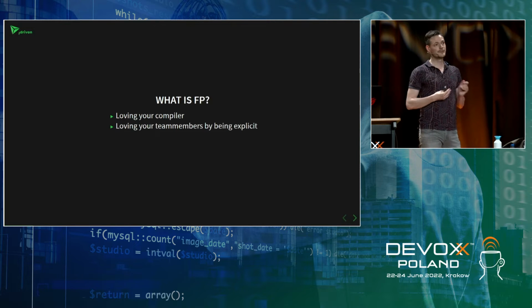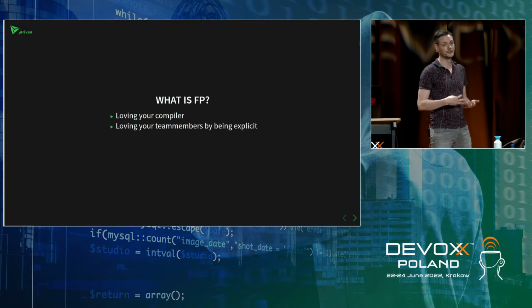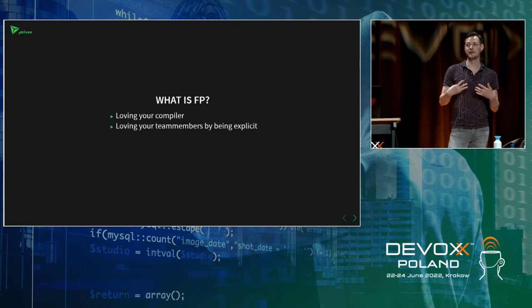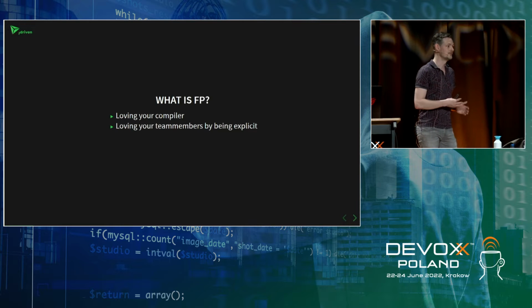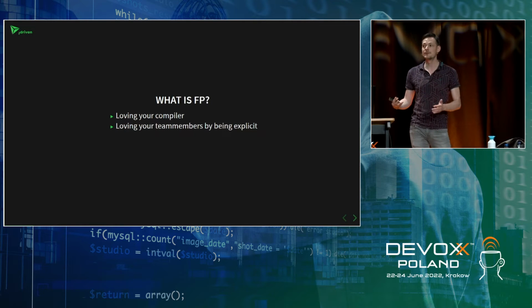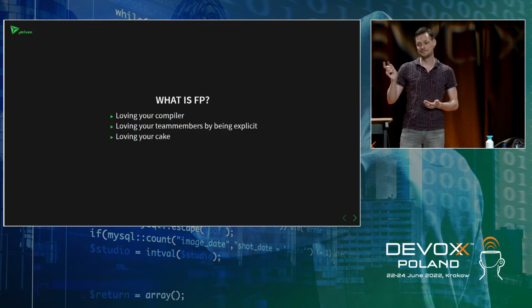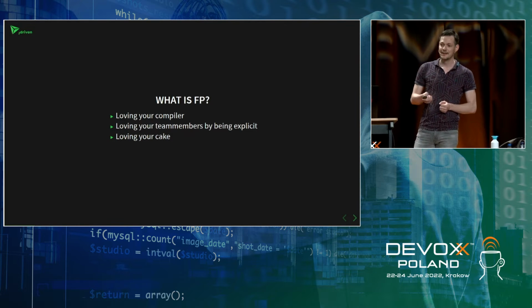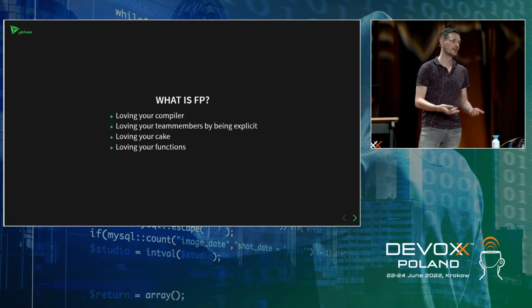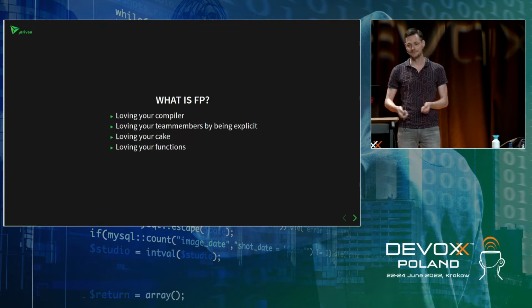It's about loving your team members, and to a certain extent your future self, by being very explicit. And with that, I basically mean that code should do what it says it does. That sounds really obvious, but that isn't always the case, and we'll see an example of that a bit later. And it's about loving your cake, more on that later as well. And of course, about loving your functions, because after all, it's functional programming.